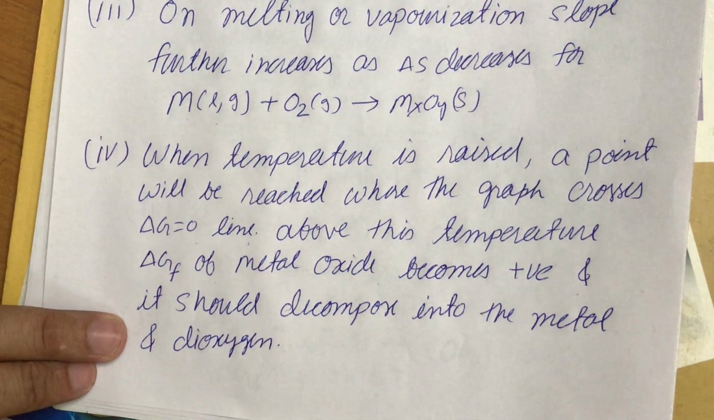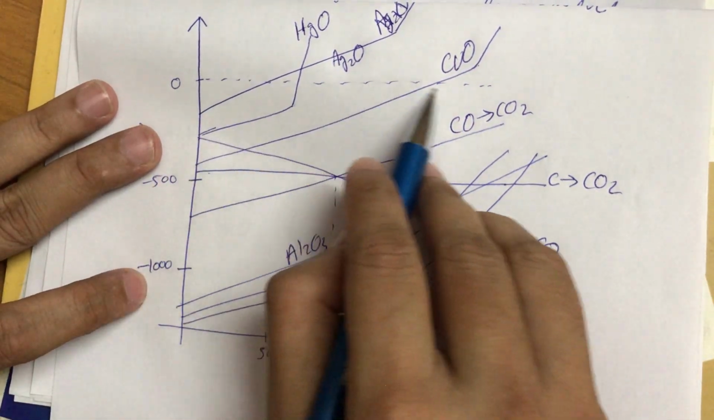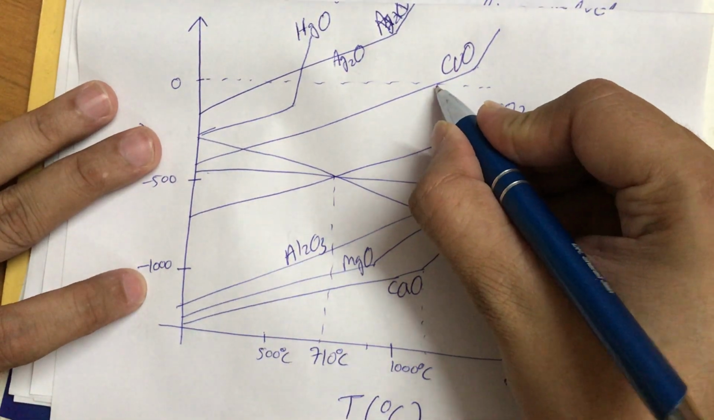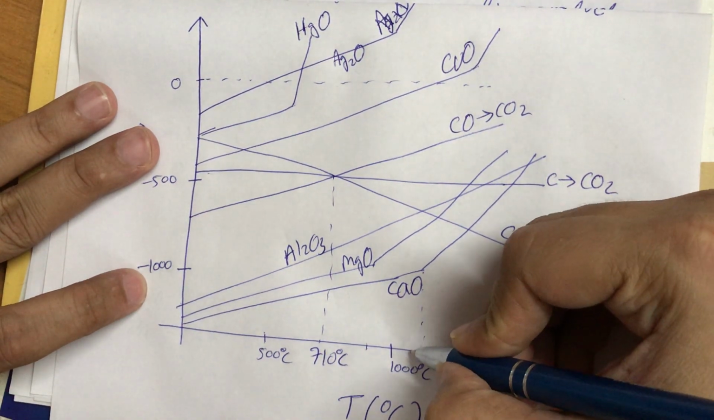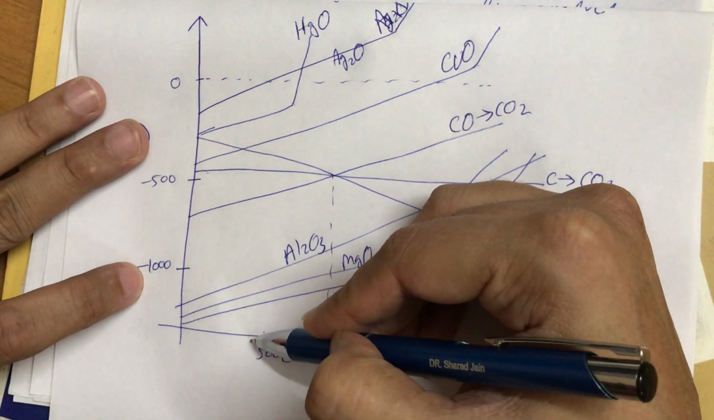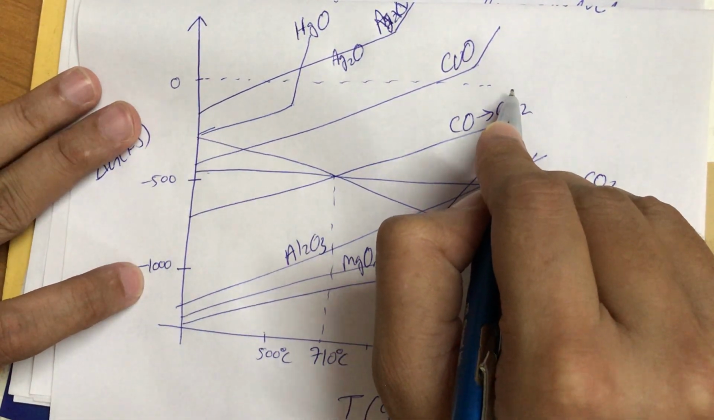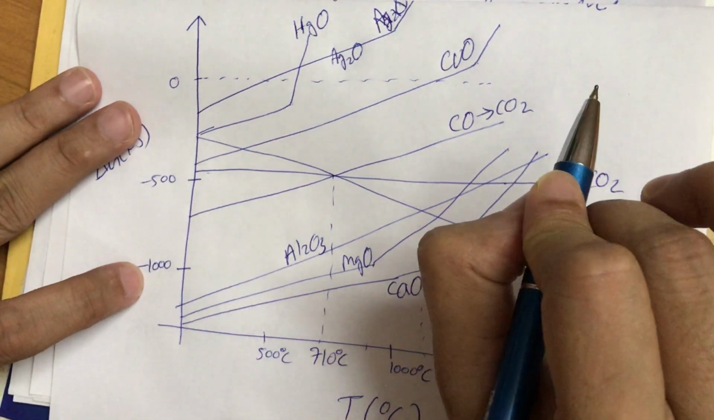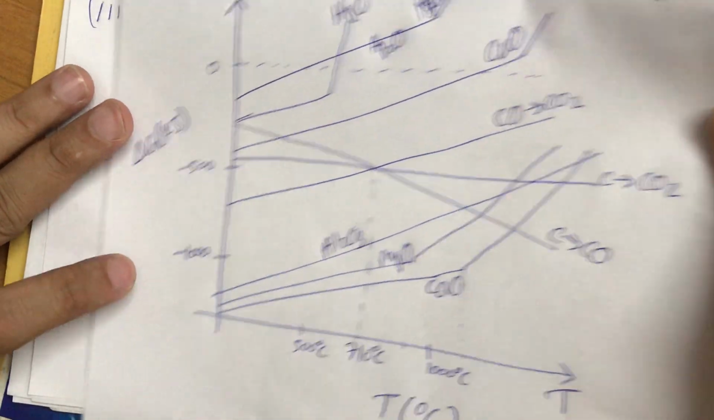So at the temperature at which delta G becomes positive, crosses the delta G equal to 0 line, the dissociation takes place on its own. If you see in this graph, this is the delta G equal to 0 line. Copper oxide will dissociate on its own at this particular temperature, around 1100 degrees Celsius. For Ag2O, it will dissociate around 500 degrees Celsius. Clear? So whenever they cross this delta G equal to 0 line, they will dissociate on their own. We don't need any kind of reducing agent to convert this metal oxide into metal. So this is the fourth point.